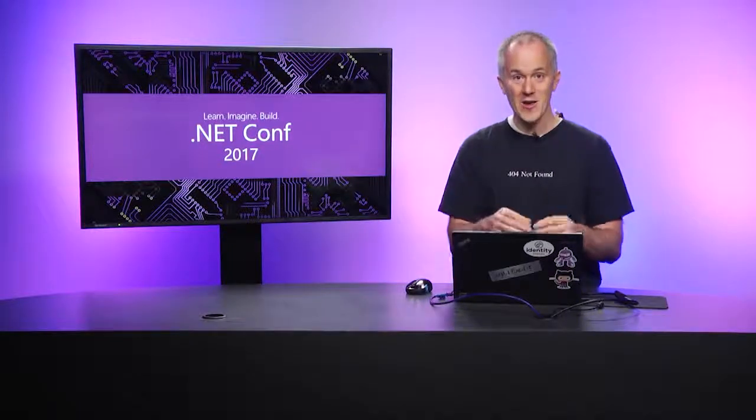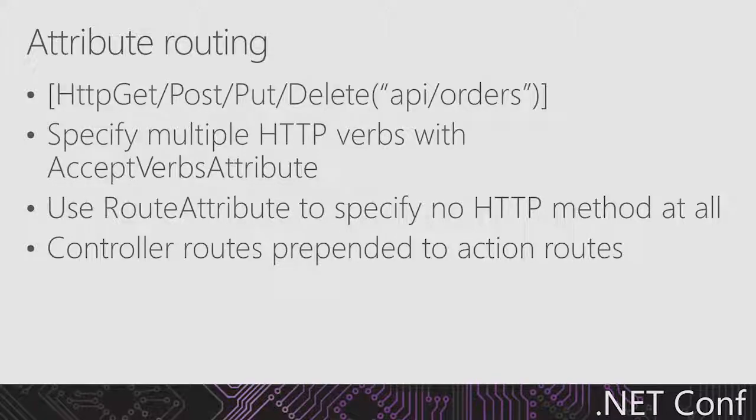Okay, let's talk about routing. How did that request actually make it to those action methods? Well, routing is the mechanism that's used for doing that. You specify your routes typically for APIs using attributes, using attribute routing.